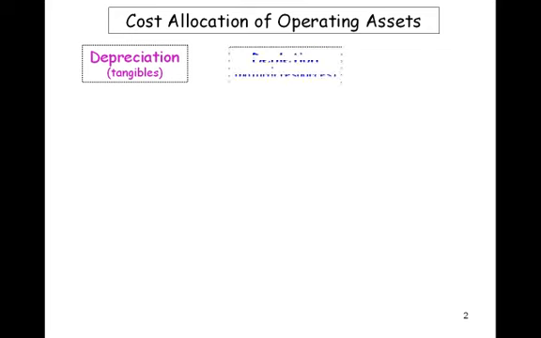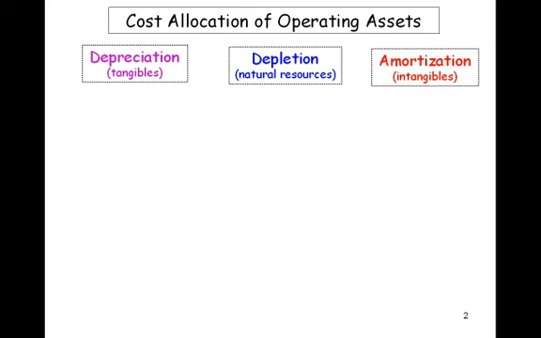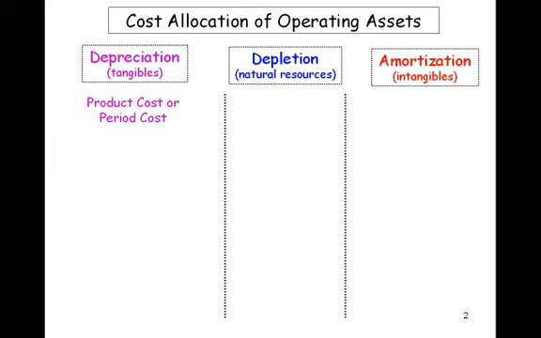The costs of operating assets are allocated as expenses to future periods in one of three ways: depreciation of tangibles, depletion of natural resources, and amortization of intangibles. Depreciation can be a product cost or period cost. This means that the cost can be expensed as part of cost of goods sold. An example is depreciable manufacturing equipment, or it can be expensed in the current period as depreciation.